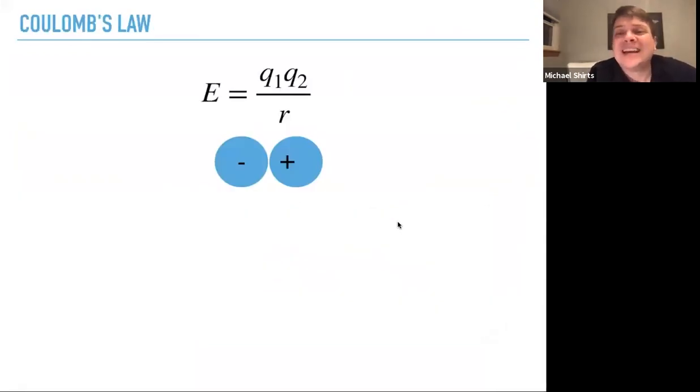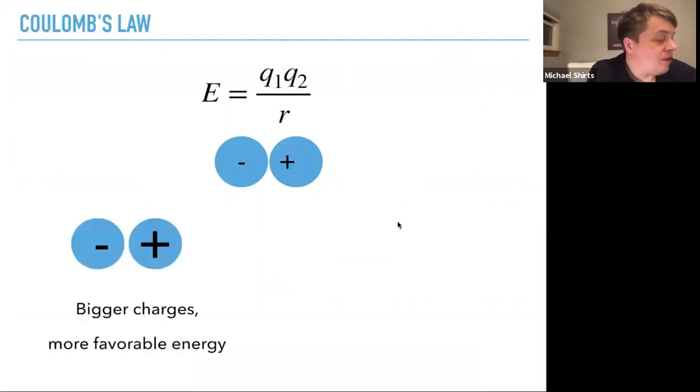So Coulomb's law said the electrostatic energy will be charge 1 times charge 2 divided by the distance between them. So if you have bigger charges, you have more favorable energy. If you have something like calcium oxide, that's a +2 on the calcium and a -2 on the oxygen. That's essentially 4 times as much energy as if calcium just had a plus and oxygen just had a single minus. So bigger charges, if you double, triple the charges or whatever, you're going to have more favorable energy.